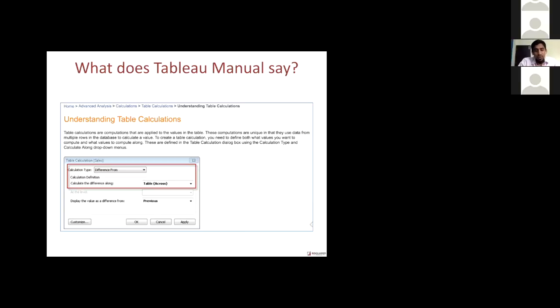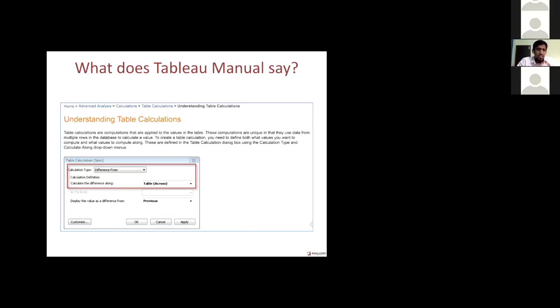And the second part of the definition says these computations are unique in that they use data from multiple rows in the database to calculate a value. First, does it give you any more explanation of what a table calculation is, that it uses multiple rows? The second, this is outright wrong. When you drag and drop any pill, any number pill, measure into Tableau, by default you are bringing in an aggregation. That means more than 1 row is coming. So table calculations are about what you do after this first step of aggregation. That's what they are. But this documentation doesn't make it clear.